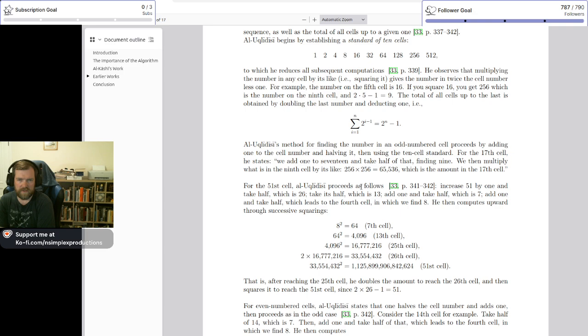For the 51st cell, Al-Uqlidisi proceeds as follows. Increase 51 by 1, take half, which is 26, take half, which is 13. Add 1 and take half, which is 7. Add 1 and take half, which is 4, in which we find the number 8. Then compute upward through successive squarings. So 8 squared is 64, that squared is 4,096, that squared is 16,777,216.